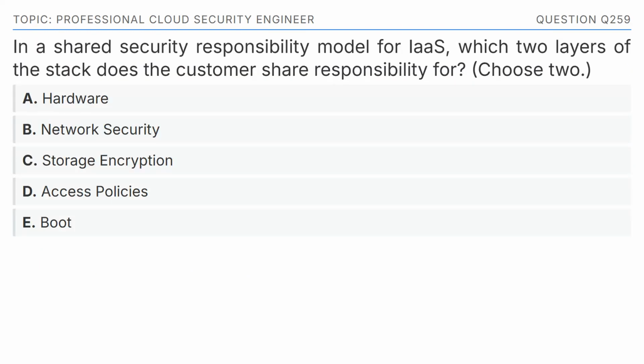In a shared security responsibility model for IaaS, which two layers of the stack does the customer share responsibility for? Choose two. The options are: Option A, hardware. Option B, network security. Option C, storage encryption. Option D, access policies. Option E, boot.